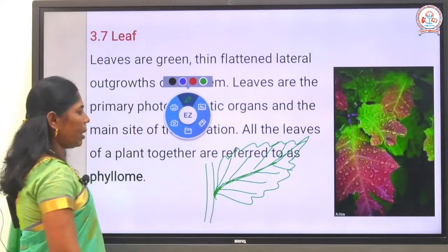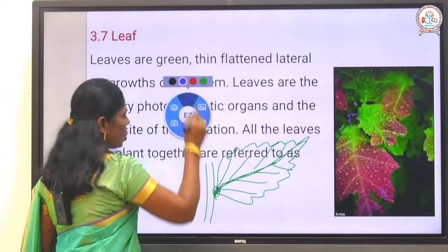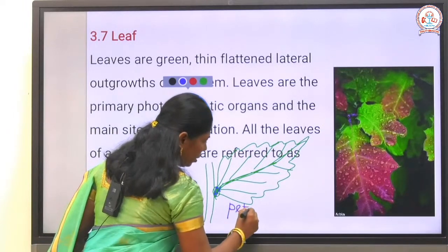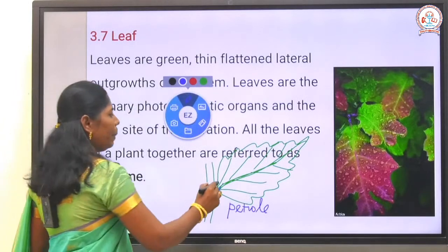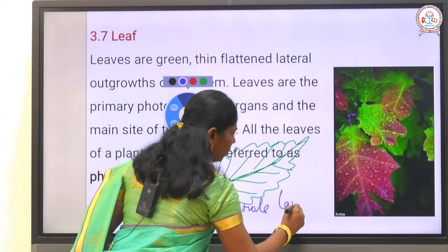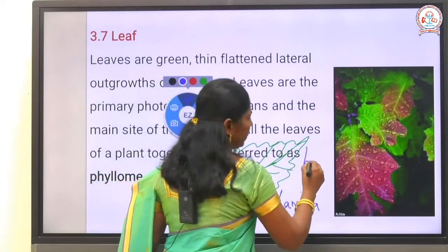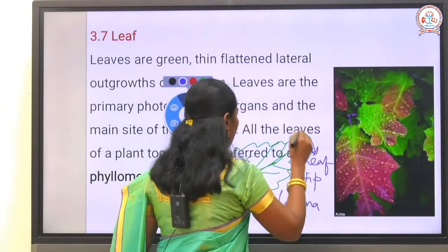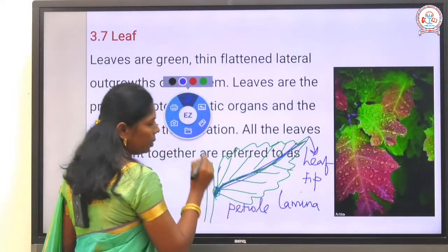So the leaf is attached to the stem with the help of the stalk. This is considered as a stalk. The stalk is called the petiole. Next, the lamina: this broad region is called the lamina. Okay, this is the leaf tip. This is called the leaf tip. This is your midrib.